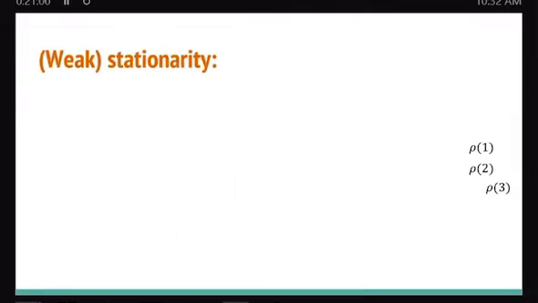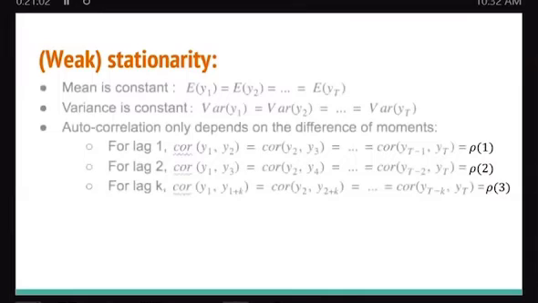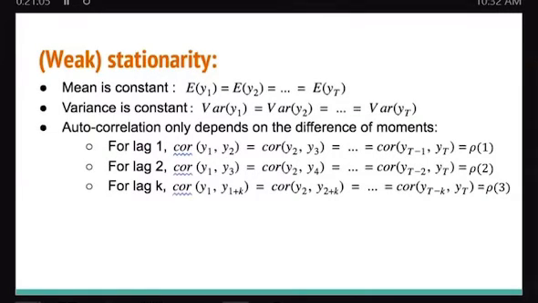Now I want to go into stationarity. Let me tell you this. Every statistical model has assumptions. I'm going to say that again. Every statistical model has assumptions. What makes a model great is when there's no violation of assumptions. One of the assumptions in a time series model is stationarity. I'm going to say that again. One of the assumptions in a time series model is stationarity.